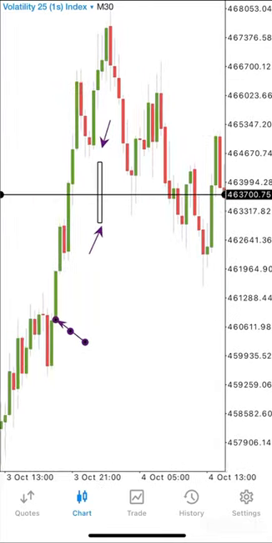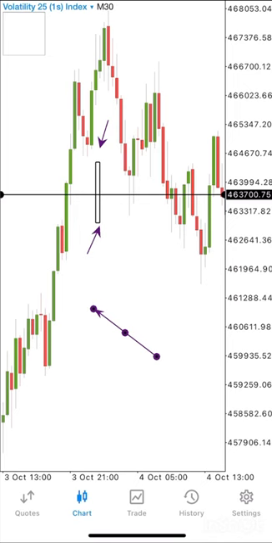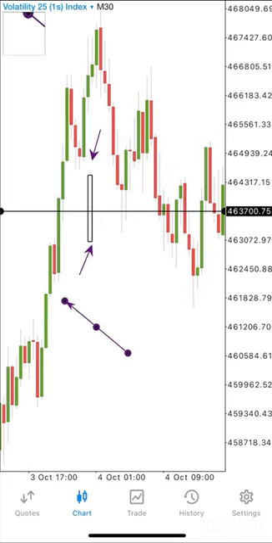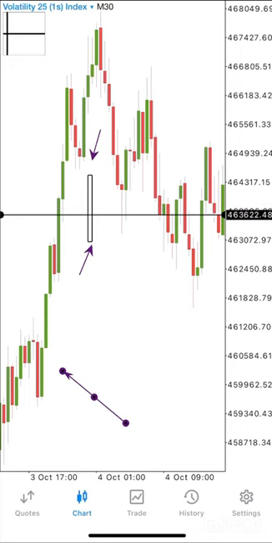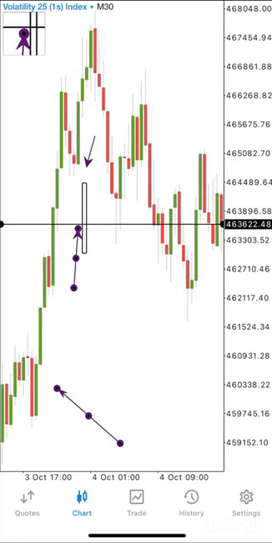Now what happens is that anytime a single print forms and then price does not come back immediately and goes round and round, when it comes and meets that particular gap, it is going to respect the gap. It respects the gap either in the middle like this, or somewhere shifted to the top side or to the bottom side.